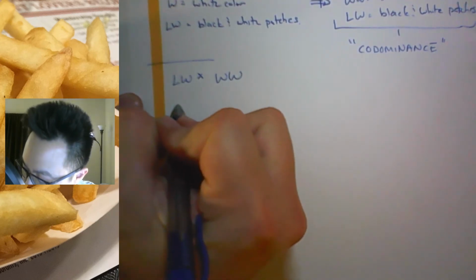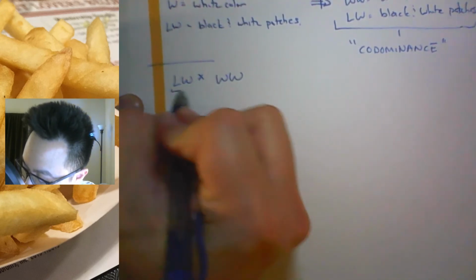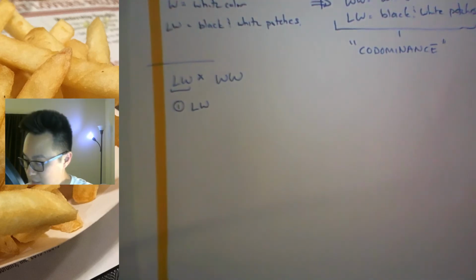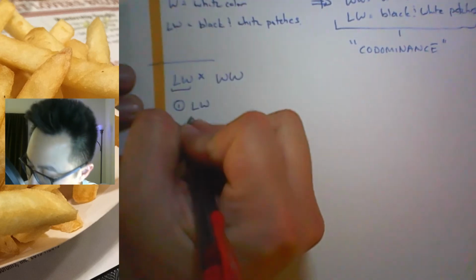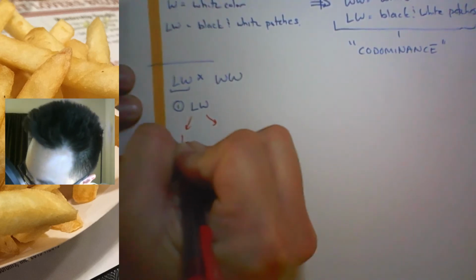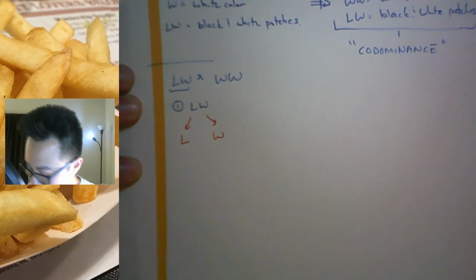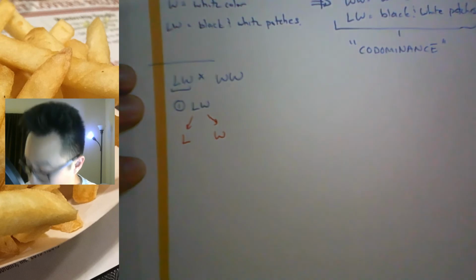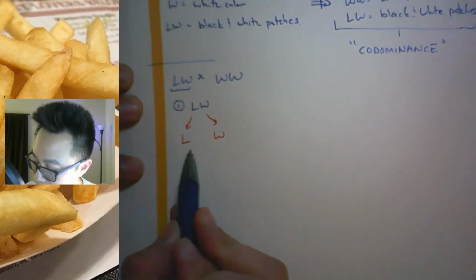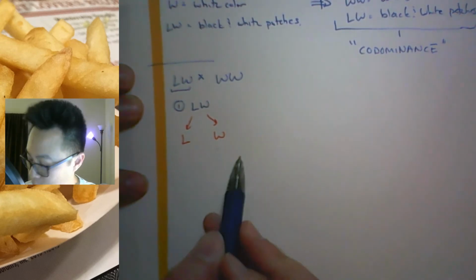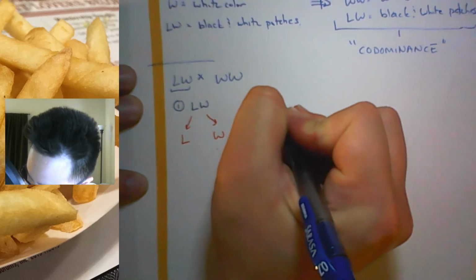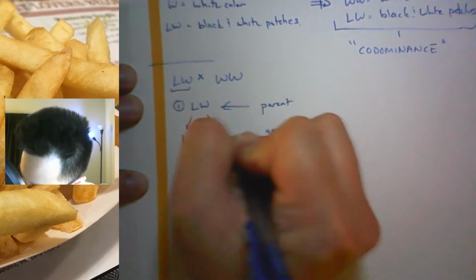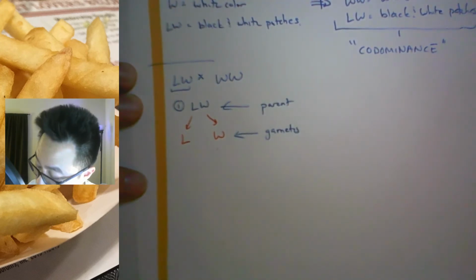So the first step here is I'm going to write out one of the parents' genotypes, L and W. Second step is to determine the gametes. I'm going to use the one gene split. Secret step, delete or cross out any duplicates. We've got none. They're both different, so we keep them. All right. Do the same for the other parent.